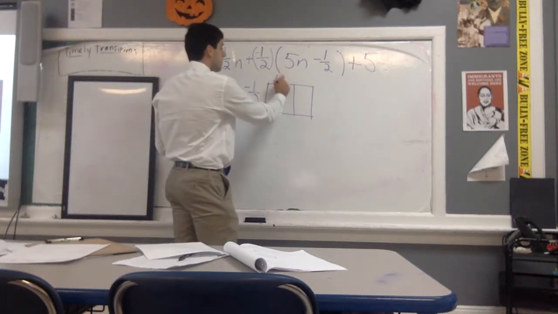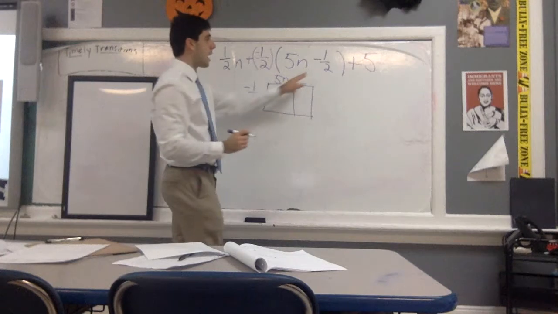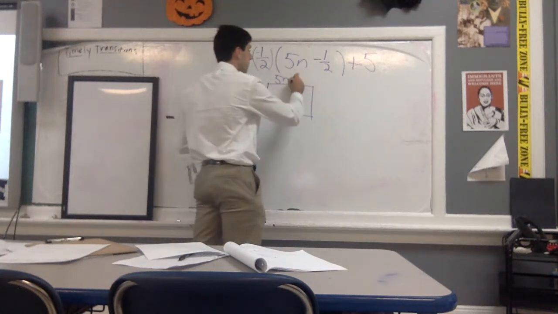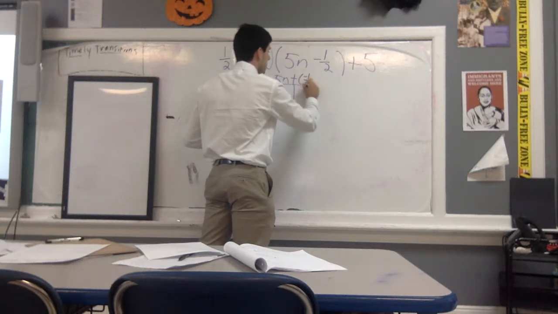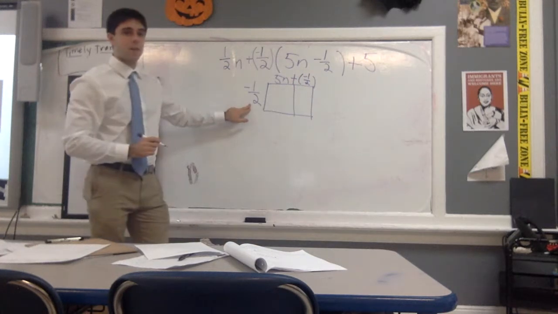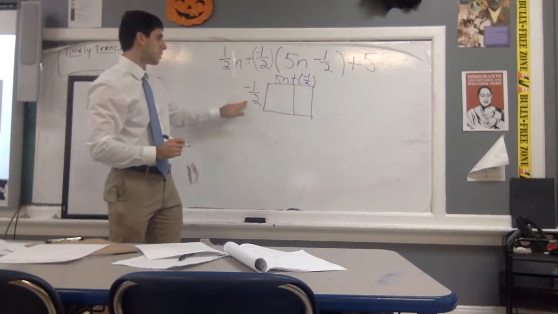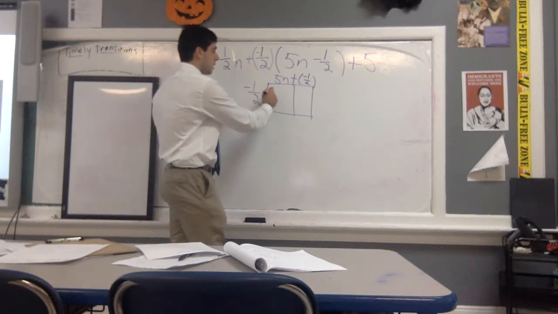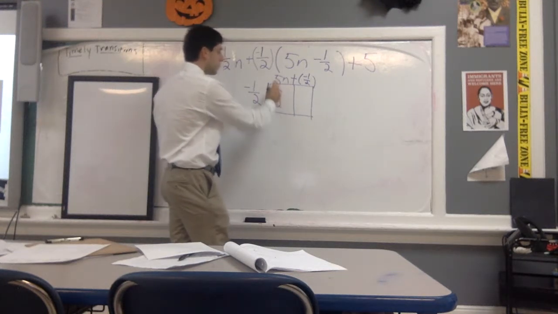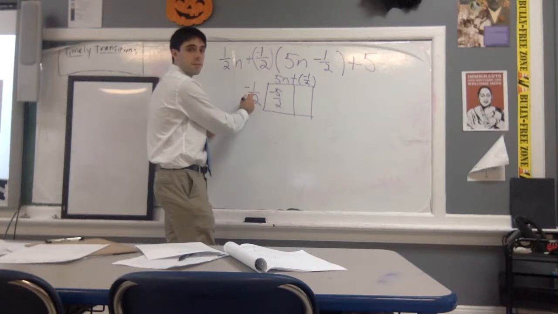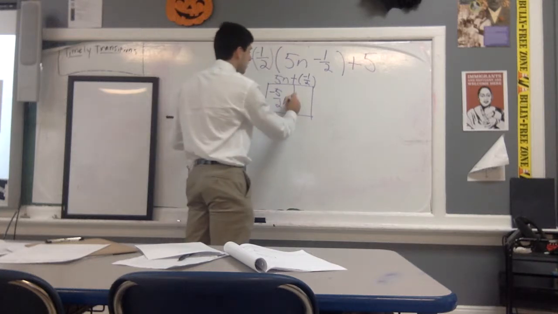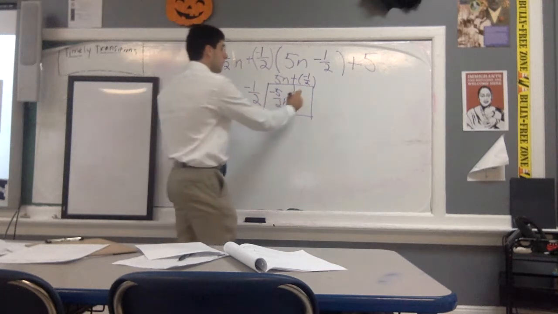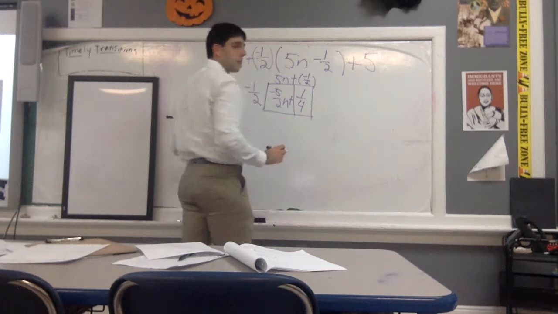That's going to be 5n. And we have a negative 1/2 in here, which we can also change into plus negative 1/2. So now we have negative 1/2 times 5n plus negative 1/2 times negative 1/2. So this will then become negative 5 over 2. 5 times negative 1/2 is going to be negative 5/2, and plus negative 1/2 multiplied by negative 1/2 is going to be 1/4.